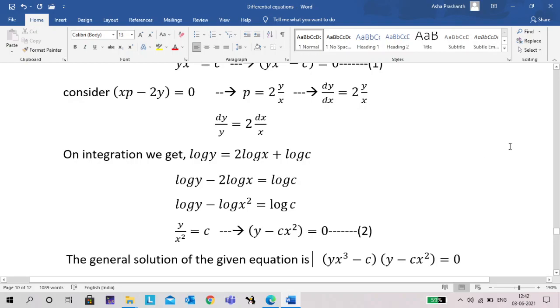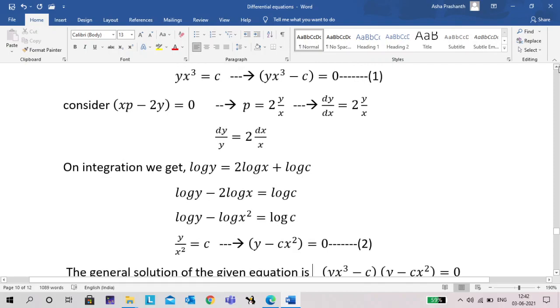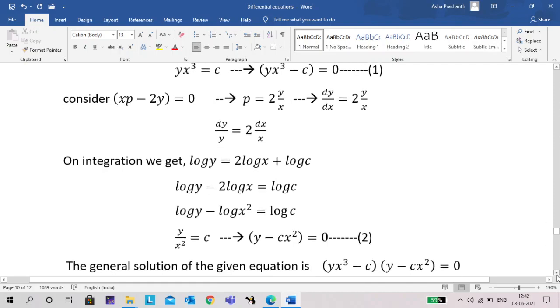Call this equation 1. Combining equations 1 and 2 is the solution, right? Clear? So what is equation 1? yx cube minus c is equal to 0, and equation 2 is y minus c x square is equal to 0. Combine these two, and this becomes the general solution of the given equation. The multiplication of equations 1 and 2 is the complete general solution of the given equation: (yx cube minus c) and (y minus cx square) is equal to 0, right?